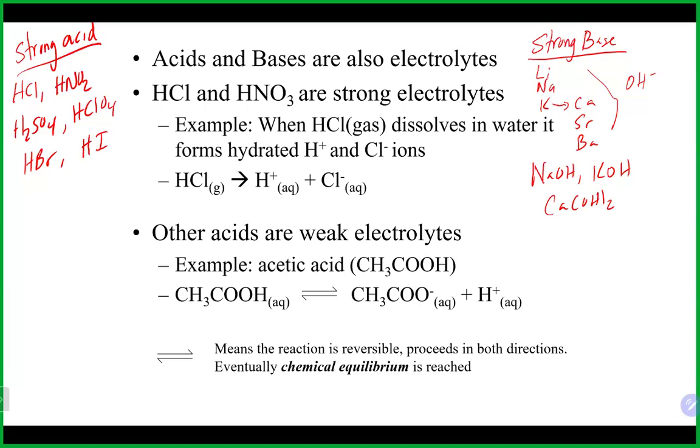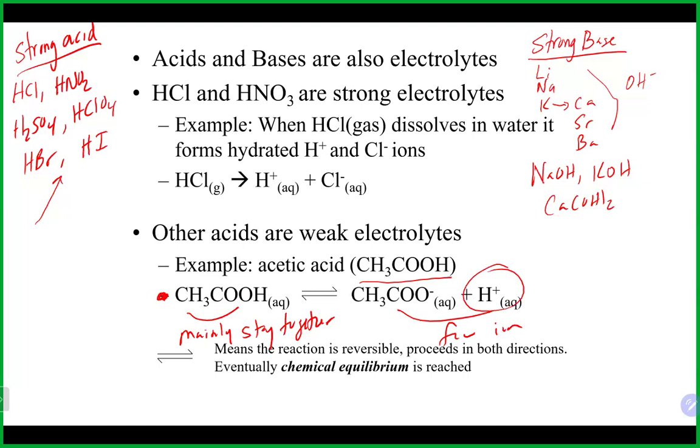Now, like I said, almost by process of elimination, if it's not one of these strong acids, it's probably going to be a weak acid. Acetic acid, which is here, is a weak acid. And as you can see here, it will mainly stay together as acetic acid, but you will get a few of these ions in solution. That is why it is still considered an acid, because it does have the ability to produce H plus in solution. It will not produce anywhere near the amount of H plus as something like hydrochloric acid would.